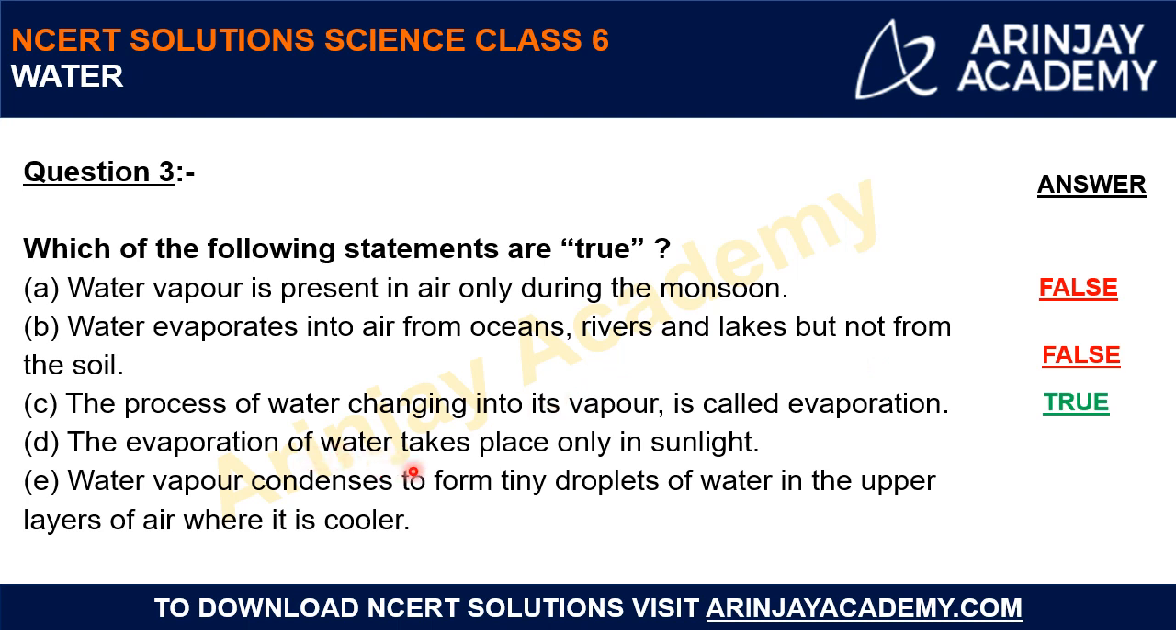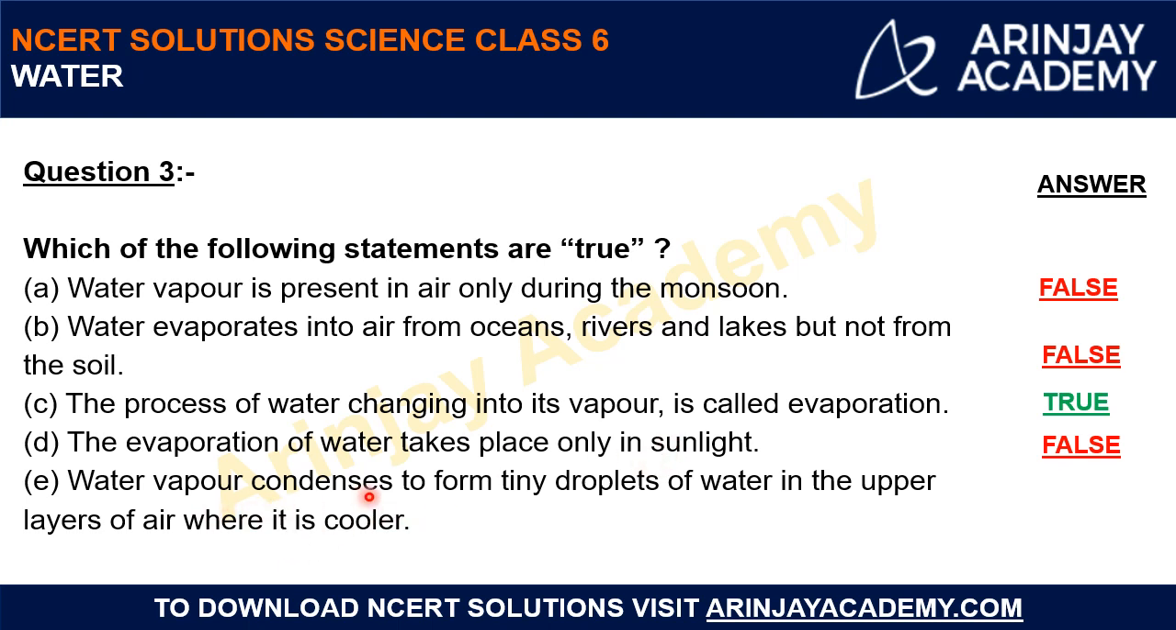Fourth, the evaporation of water takes place only in sunlight. Does the evaporation of water occur only in the presence of sunlight? No, you know that it only requires some amount of heat for converting water into its vaporized form. We had seen that even with an iron press or a blackboard, water can easily evaporate into water vapor after some time by taking the heat. So it is not only due to sunlight. So again, it's false.